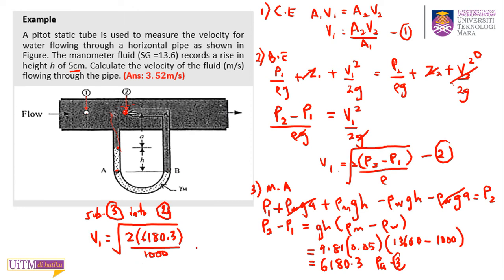So the answer, is your answer 3.52? Do you get that? Same? So the answer is 3.52 meter per second. So easily again, 12 out of 12 marks you get for this question. Okay? You can see it now, the more you practice, the easier it becomes, right?